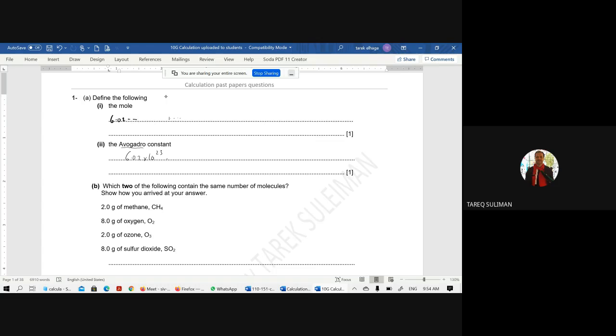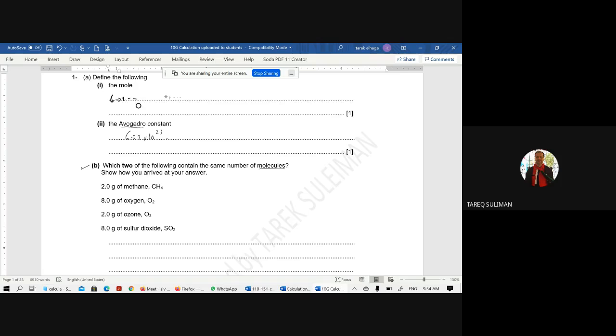Which two of the following contain the same number of molecules? This is a very important question. How do we solve such questions? 2 grams of methane. How many molecules are there in 2 grams of methane? Mass over Mr. What do we find by mass over Mr? Number of moles. I need number of molecules. So we have this relation.